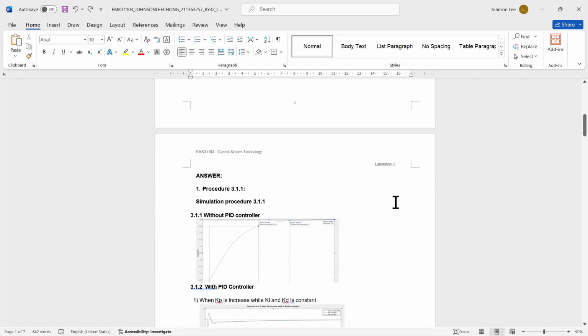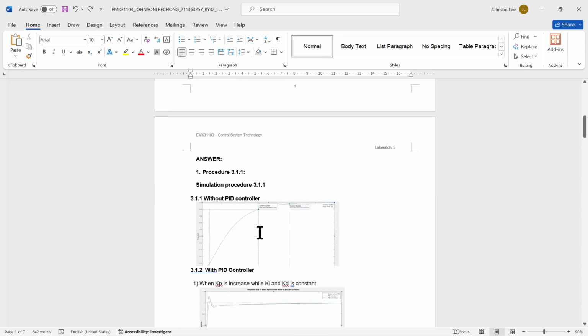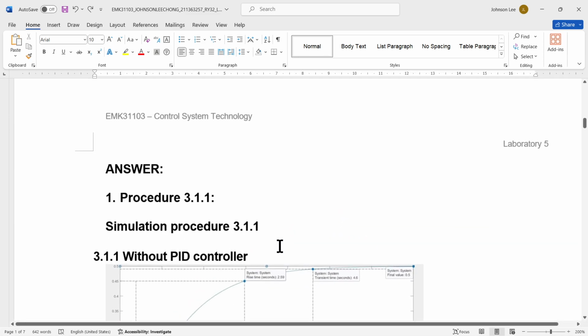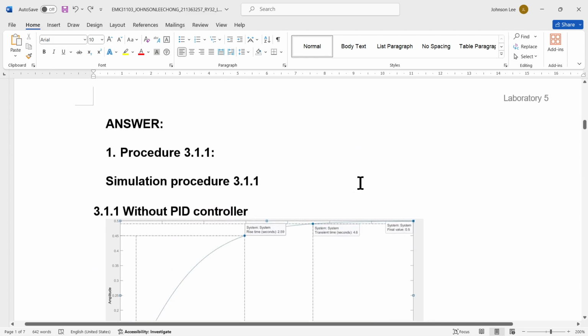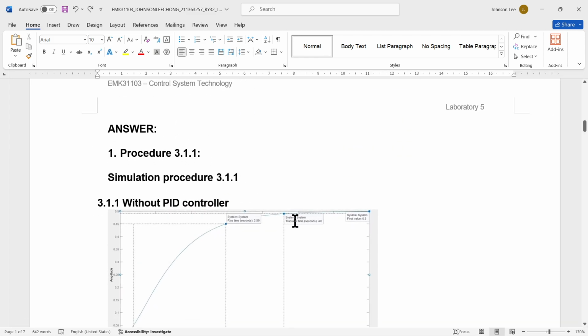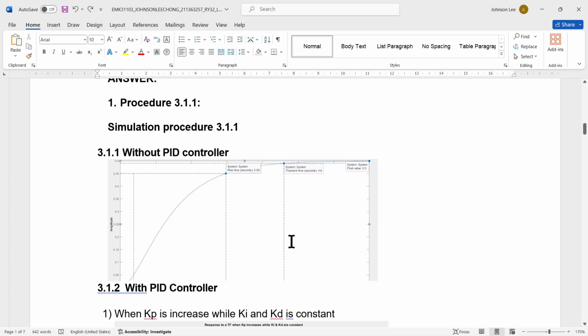So first off, we go to procedure 3.1.1. With 3.1.1, without the PID controller, you can see that our system rise time is 2.59, the system settling time is 4.6, and the final value is 0.5. All of these values, except the final value, will be put inside the table.